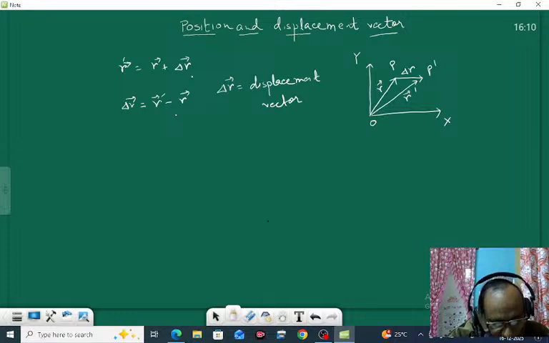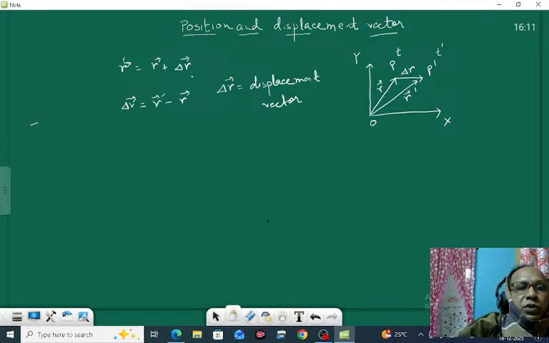OP and OP dash are the position vectors of a particle, right? So therefore del r is the displacement vector and P and P dash are the position vectors of a particle at time t and time t dash. Suppose at time t it is at P and at time t dash the position is P dash. Therefore these are the position vectors, and del r is the displacement vector. In this way you find the displacement vector.